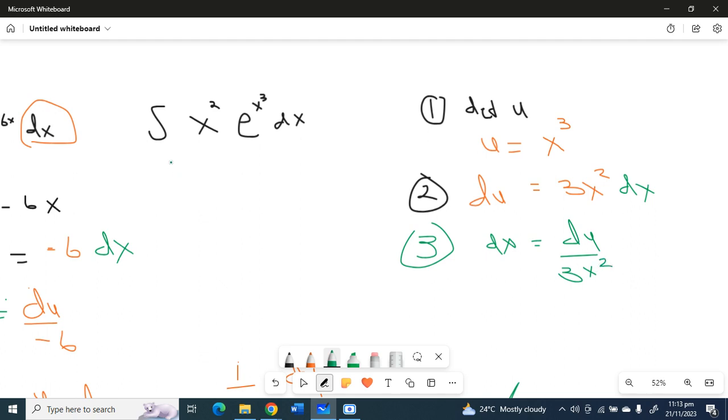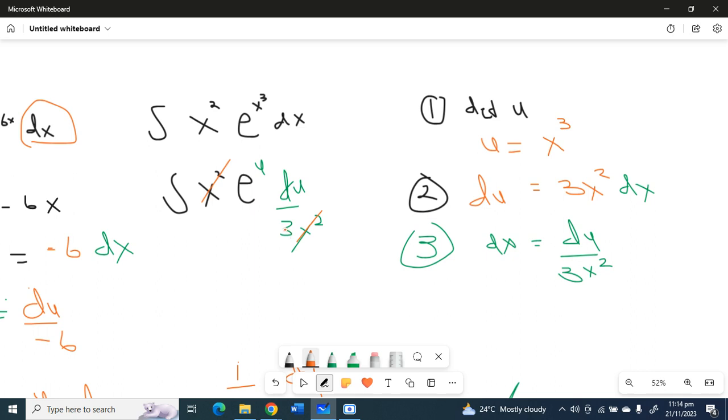So we can transform our question here. We're going to have x squared e to the power u. We'll replace dx with du over 3x squared. Right, our x squared cancel each other, x squared, x squared. So we have e to the power u du over 3.